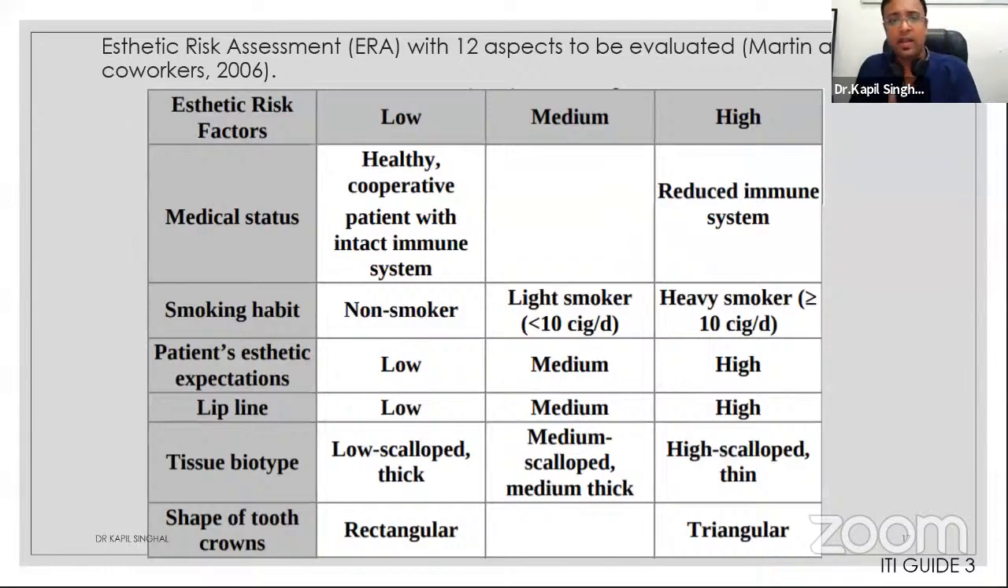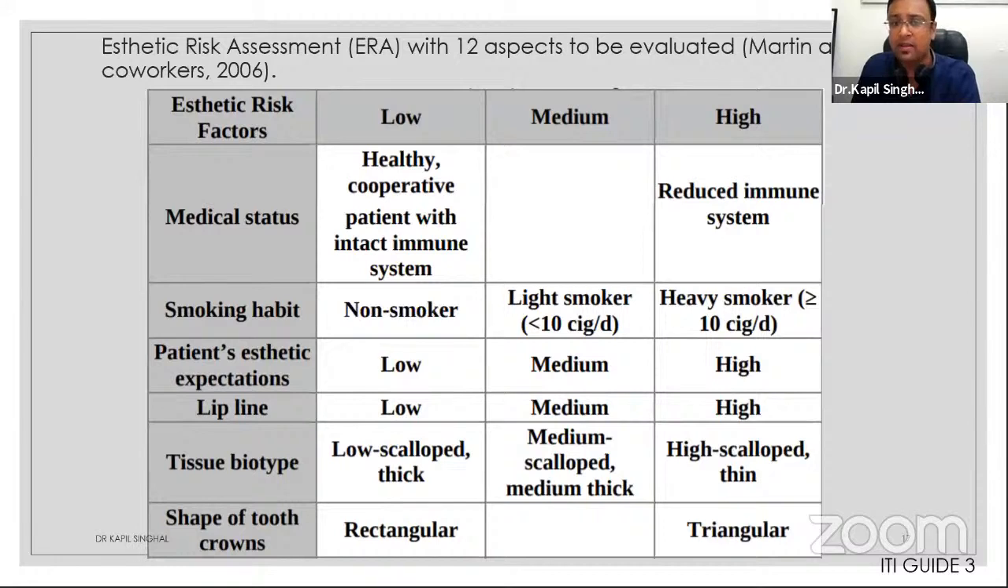So there was an assessment given by Martin and co-workers, a very important assessment. They basically evaluated 12 criteria to decide whether placement of implant is high risk, medium risk, or low risk. So they called it the aesthetic risk assessment, and they evaluated 12 criteria. Okay, so first was the medical status, that is, is the patient healthy or is his immune system compromised.